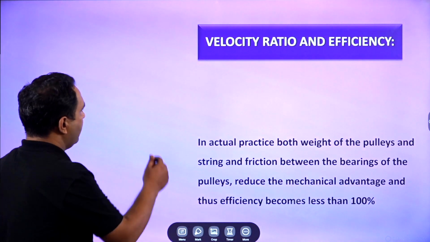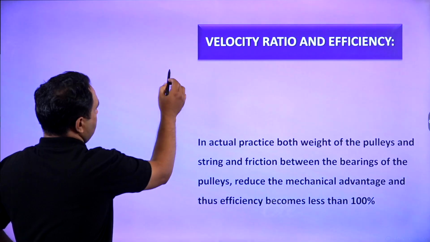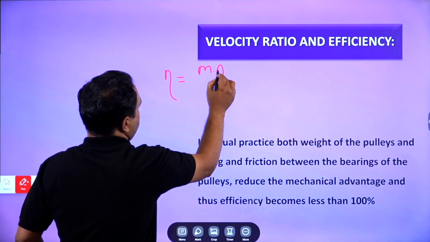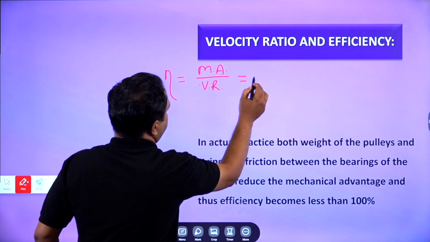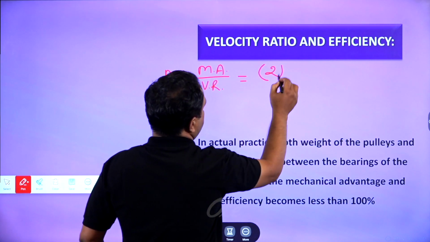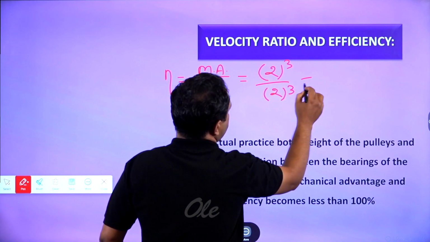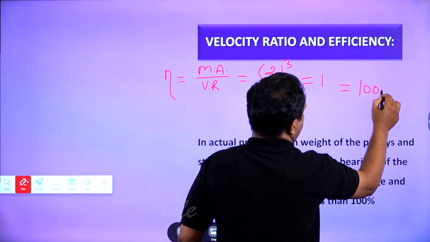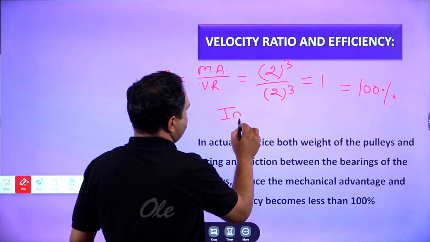Okay. So what will be the efficiency? Mechanical advantage upon velocity ratio. So it will be 2 to the power 3 upon 2 to the power 3, which means 1, or we can say 100% efficiency, in the ideal case.